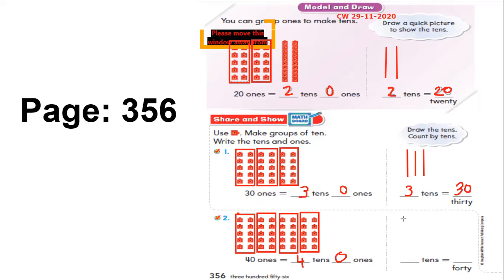Now let's draw how many lines? 4 lines. 1, 2, 3, and 4. Yes, so we have 4 lines. And let's write here 4 tens equal. You all know the answer. So it is 40. Yes. 40.